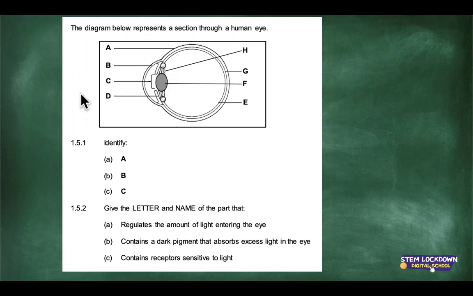It either constricts or dilates. Then, which part contains a dark pigment that absorbs excess light in the eye? That will be the choroid. That is G. And then the last one, which contains receptors sensitive to light, is the retina, and that is the innermost part, E.